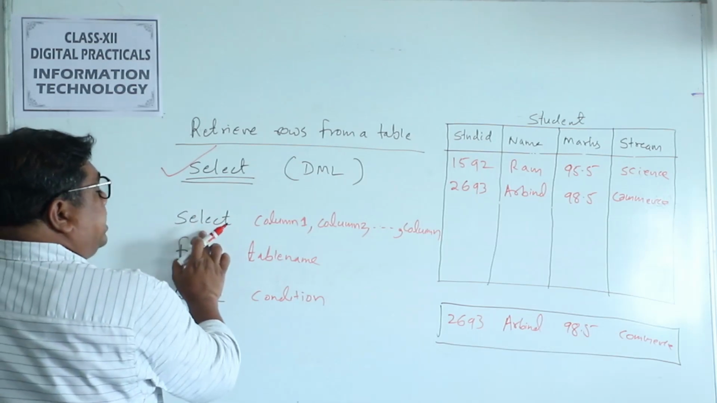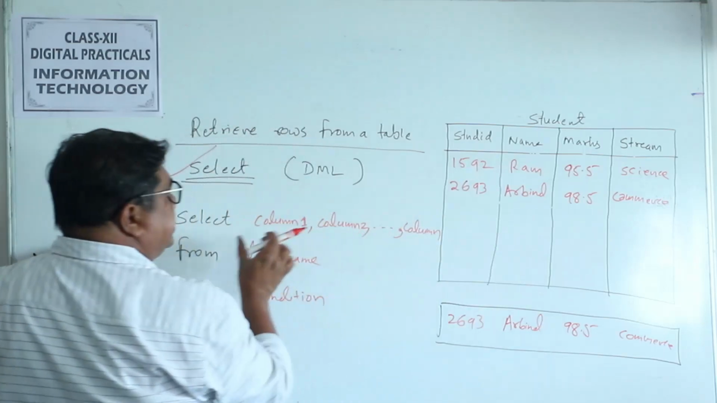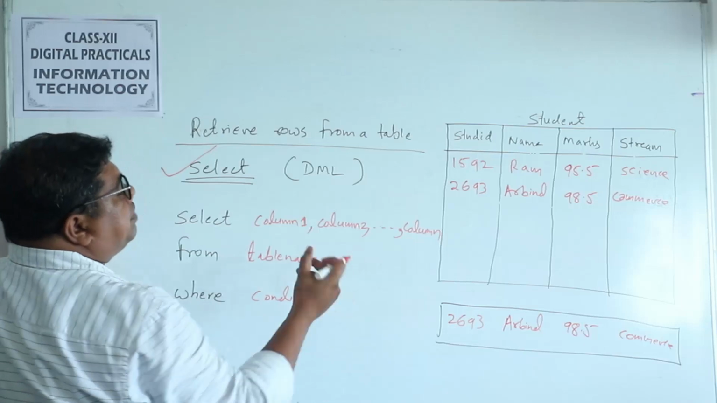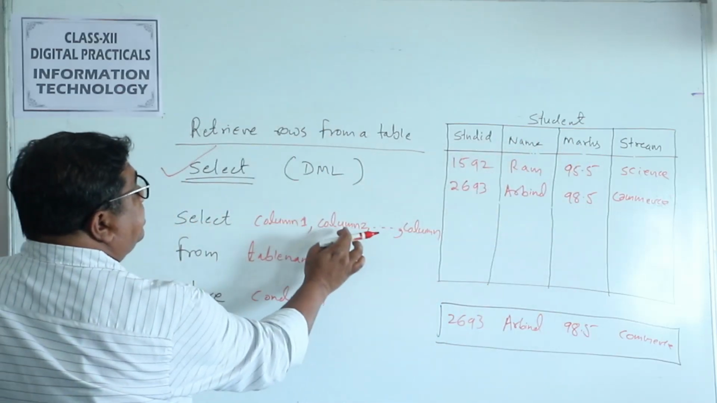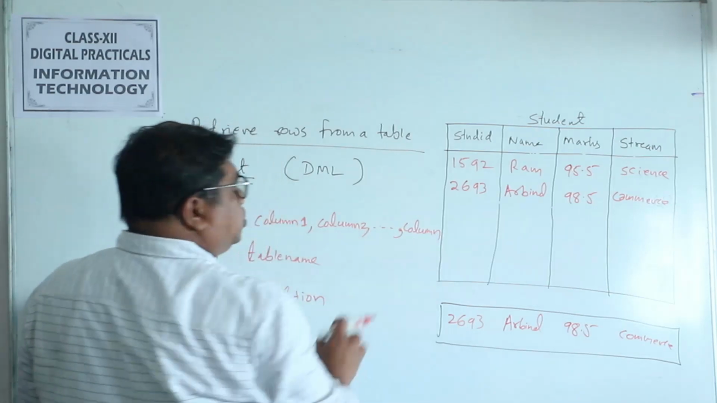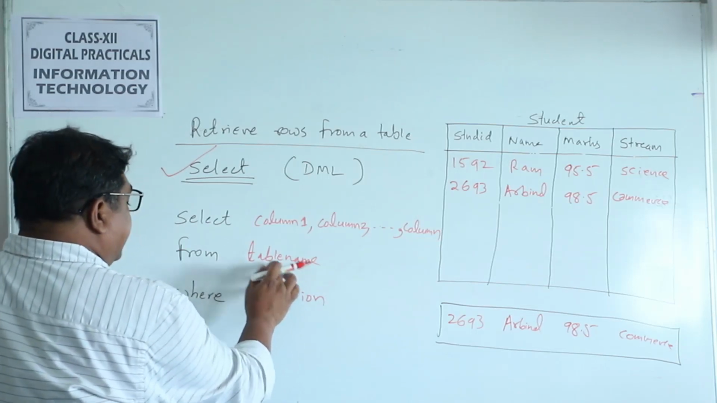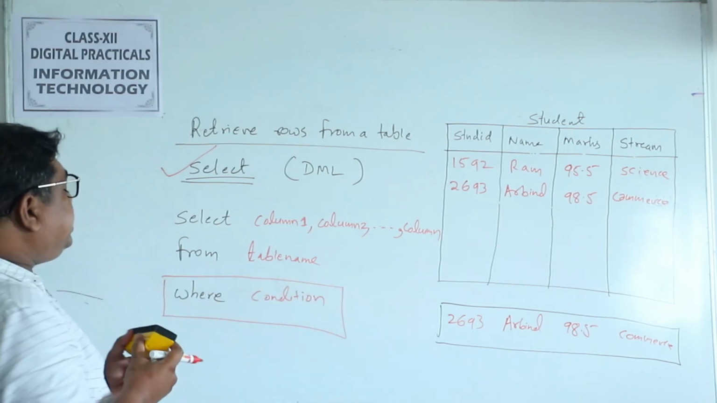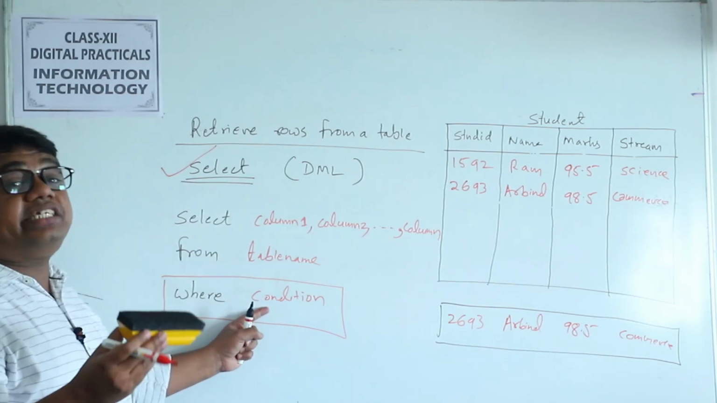We use the keyword select. Then we have the columns whose values you want to display in the output. So we can have column 1, column 2, so on up to column n. Suppose I want only student ID and marks, I can retrieve it by writing student ID and marks here. It depends on what the user wants to query from the table. And we have to specify the table name, and the where part is used to retrieve rows from a table based on conditions.